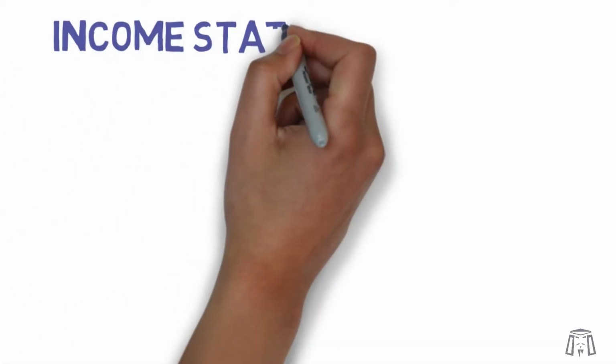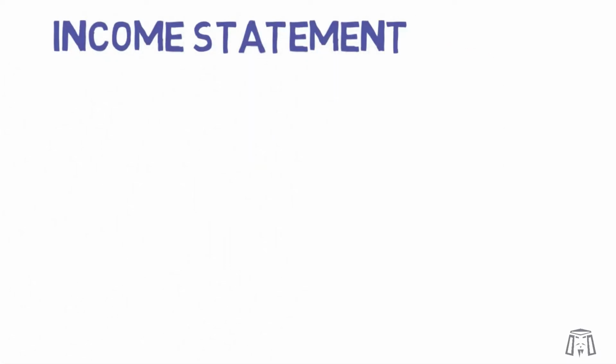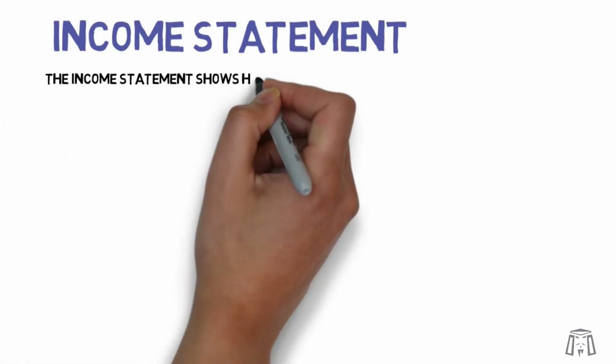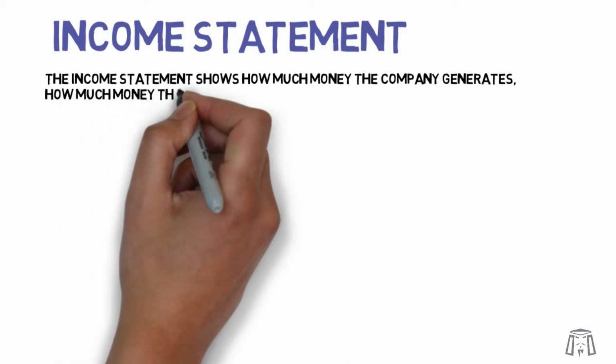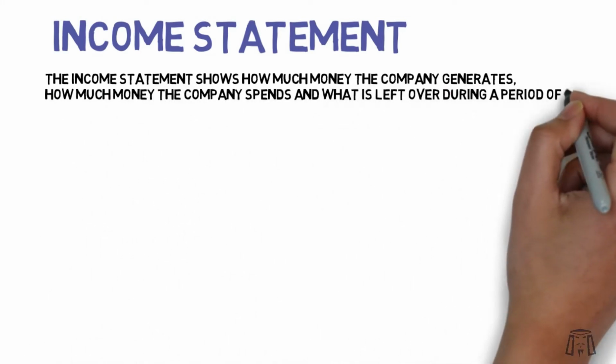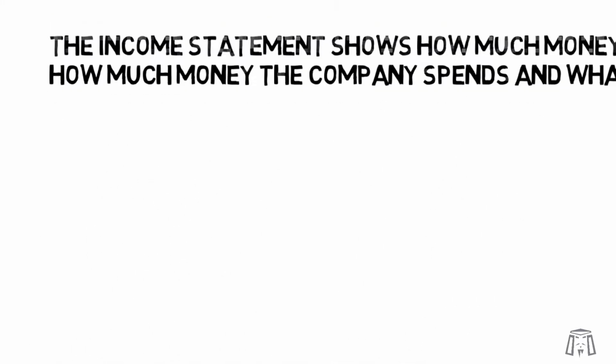Finally, it is time to talk about the financials of a company. We're gonna start with the income statement. The income statement shows how much money the company generates, how much money the company spends, and what is left over during a period of time.